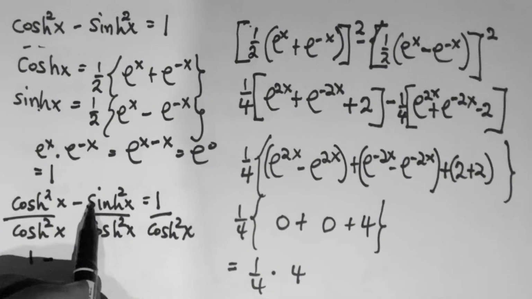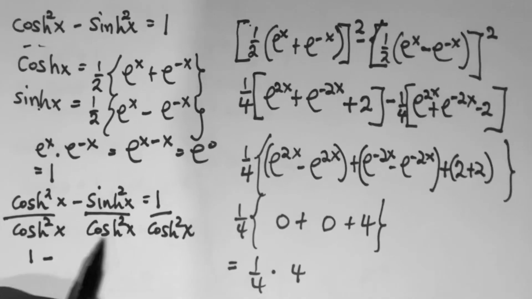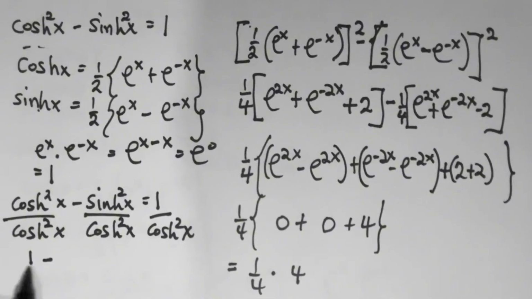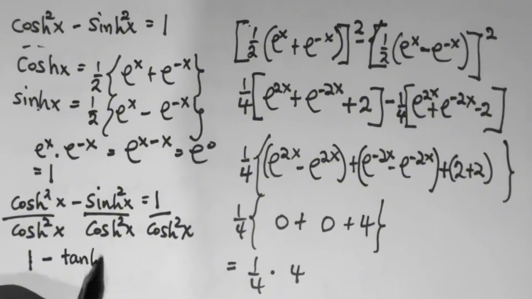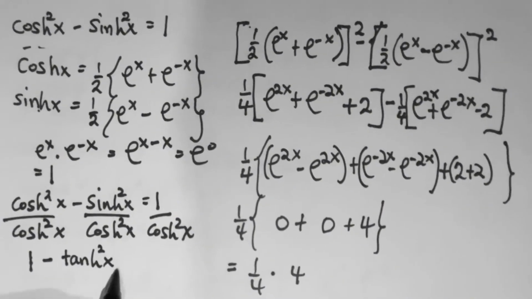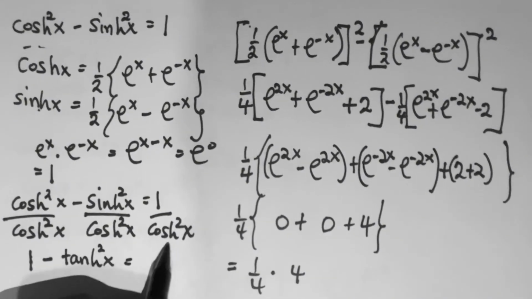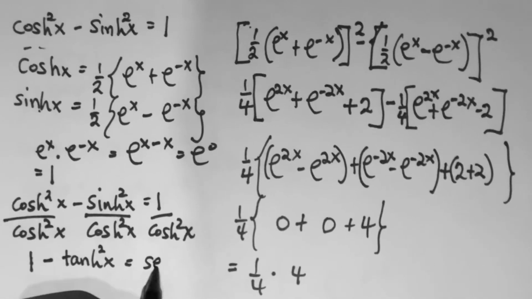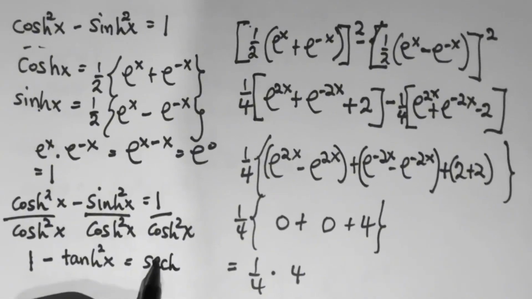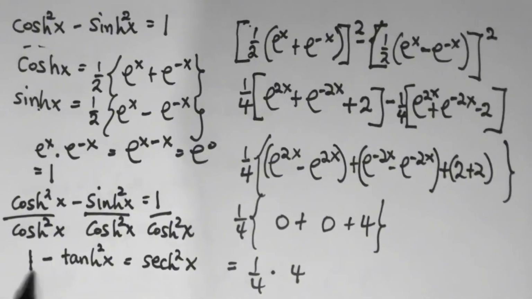minus. Now remember that we've said that sinh squared x divided by cosh squared x is the hyperbolic tan, so 1 minus the hyperbolic tan squared x, and this is equal to 1 over cosh squared x, which is the same as the hyperbolic sec function, so sech squared x. So this is also another hyperbolic identity.